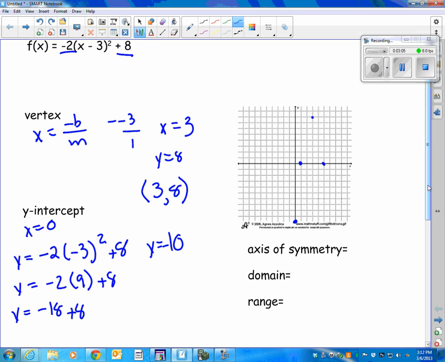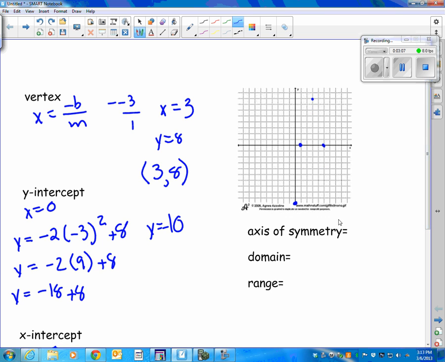Before we can be finished, we have to find our axis of symmetry, our domain, and our range. An easy way to find the axis of symmetry is to look at your vertex. It's always going to be the x in your vertex. If you forget that, you can just look at your graph and figure out where, if you cut it in half along the x-axis, it would be completely symmetrical on both sides. The domain on a parabola is always going to be all real numbers. And the range, we can just look at our graph and tell that y will always be less than or equal to 8. And that's it.